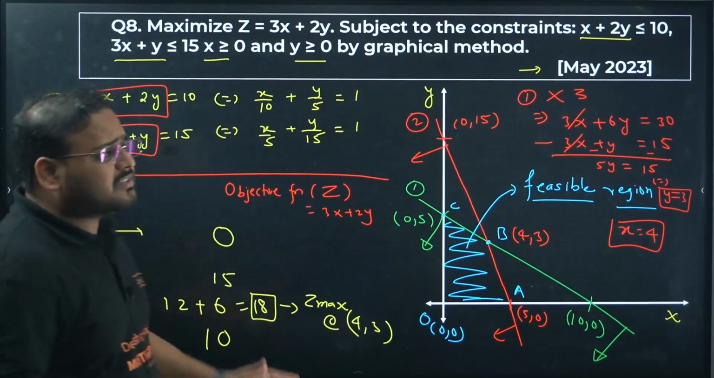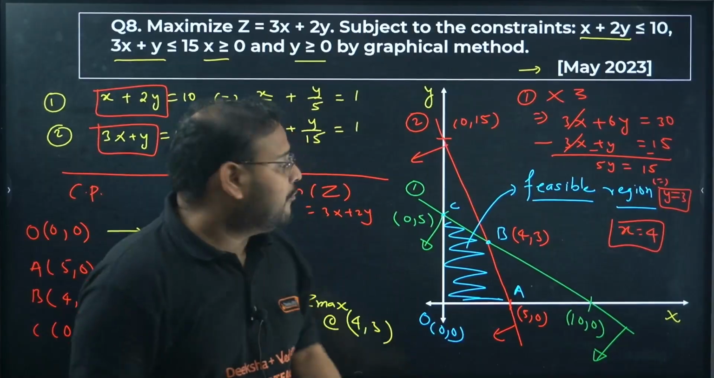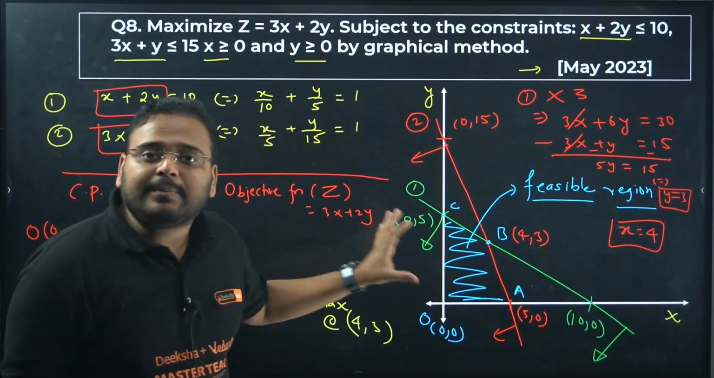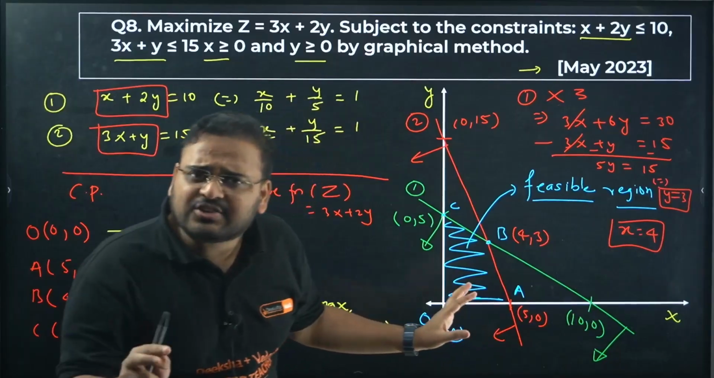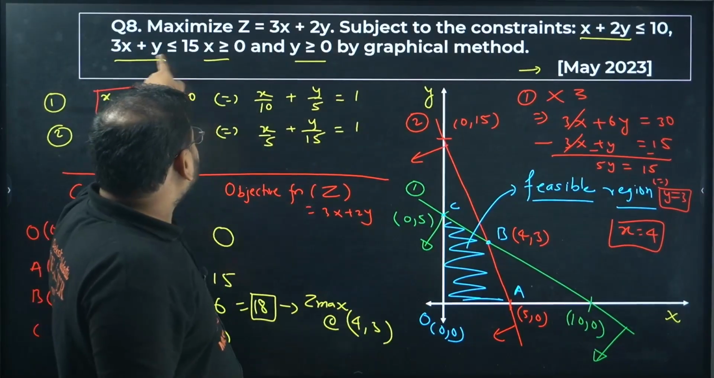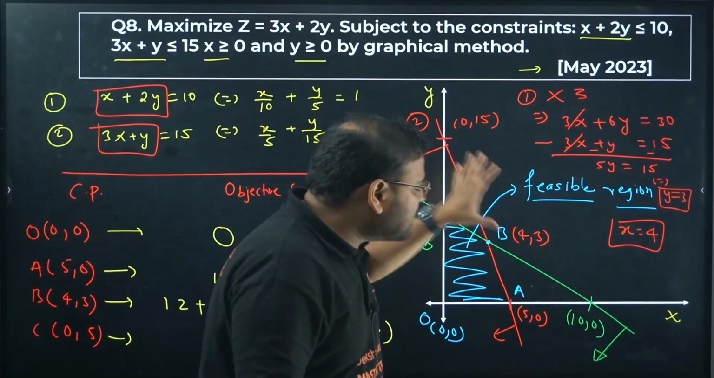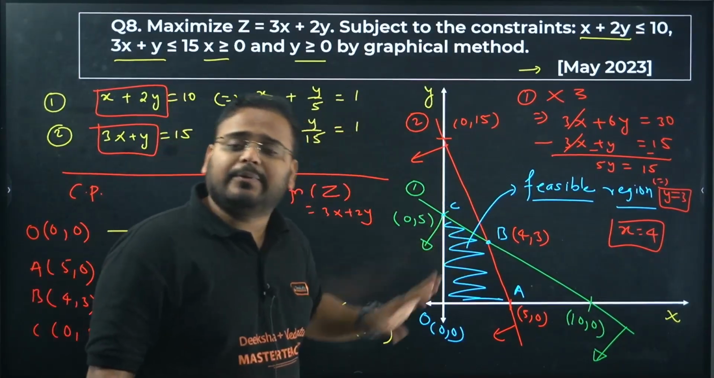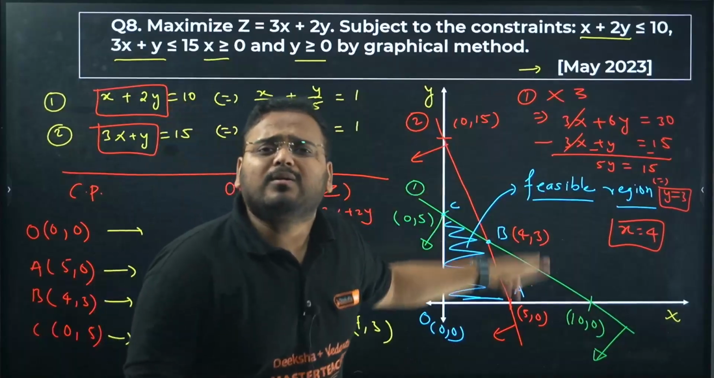Sir, this question was easy. What if the question comes difficult? Will the concept change? Will the way to draw the LPP curve change? Or will the way to find the intersection of the points change? No. Will the way to take the inequality change? No. Then do not underestimate yourself. The concept will remain the same. The process will remain the same. If the question is difficult, if they have more inequalities, we'll plot one more line.